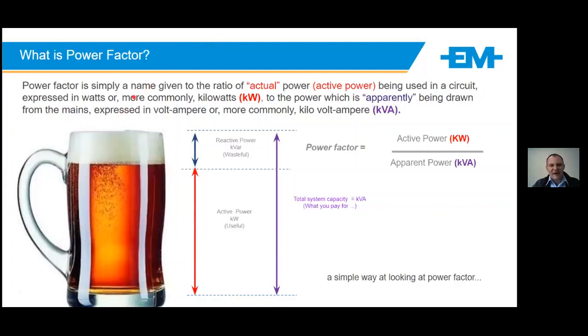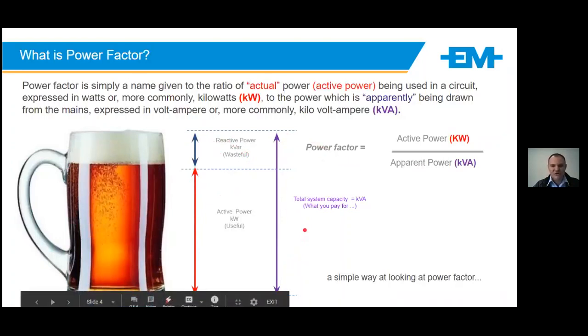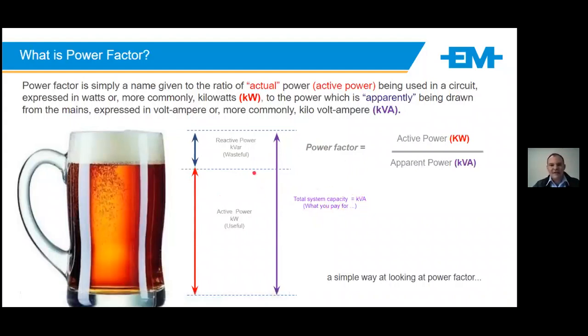So using the power factor relation, what is power factor? Simply, it's the name given to the ratio of actual power in kilowatt being drawn by or used by the circuit, typically noted in watts or kilowatts, versus the apparent power, the kVA, being totally used for the circuit. That is the system capacity, and that is what you would be paying for. And then we've got the wasteful component, which in our case is the foam, which is the kVAR.